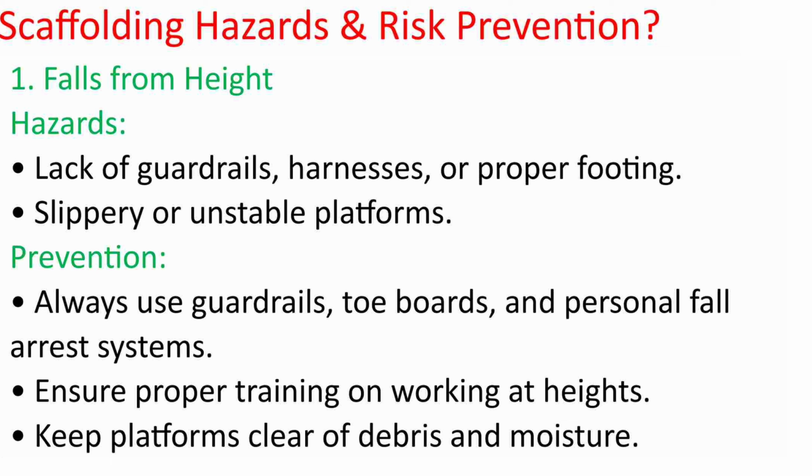Question: what are the scaffolding hazards and risk prevention? 1. Falls from height. Hazards: lack of guardrails, harnesses, or proper footing. Slippery or unstable platforms. Prevention: always use guardrails, toe boards, and personal fall arrest systems. Ensure proper training on working at heights. Keep platforms clear of debris and moisture.